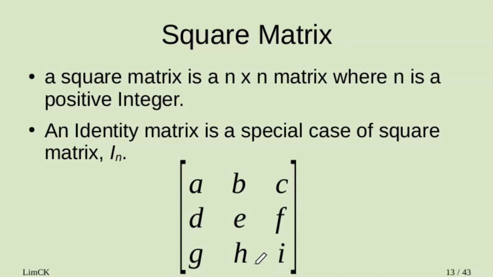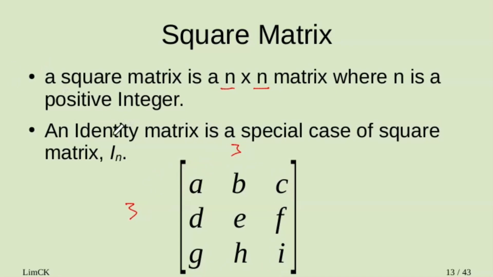Square matrix: a matrix where the number of rows and the number of columns are equal. We call them square matrices. For example, this is a 3 by 3 matrix. Since the number of rows is 3 and the number of columns is also 3, we call this a square matrix. What the elements in the matrix are is not important. We only check the dimensions.